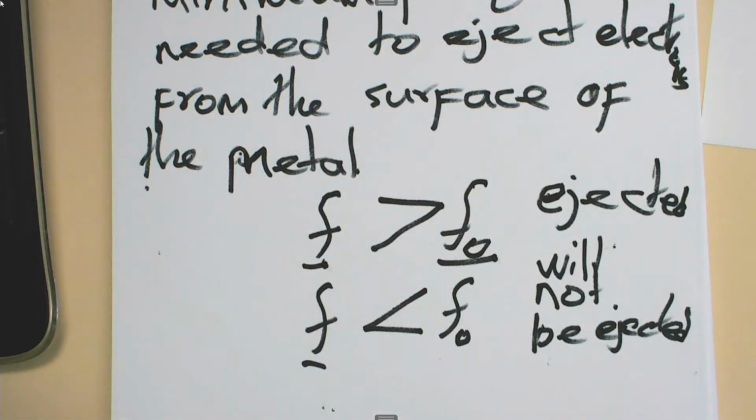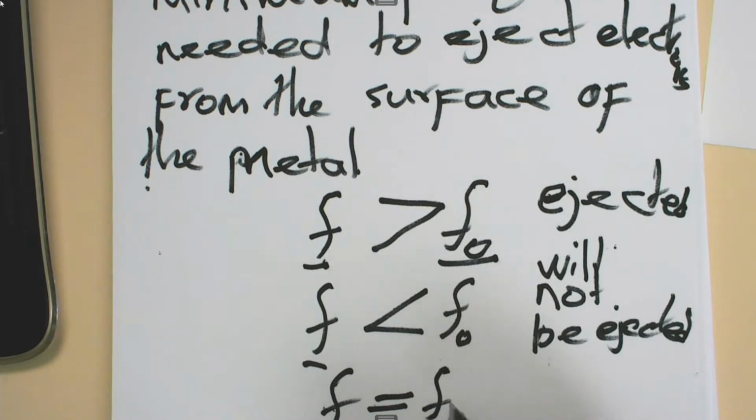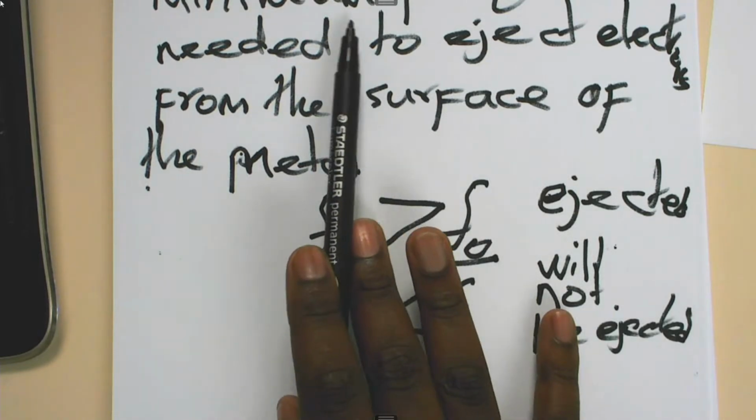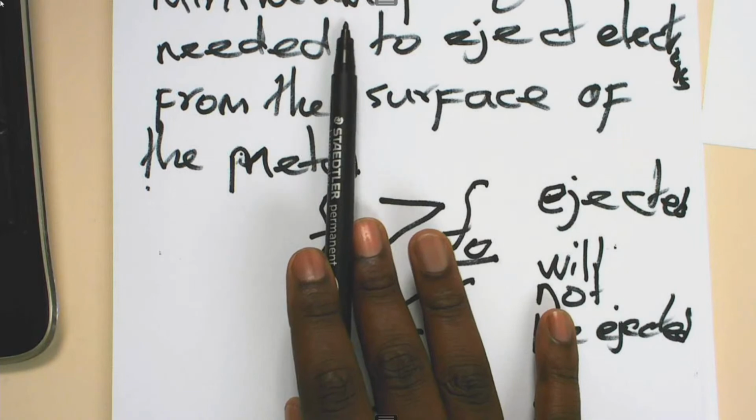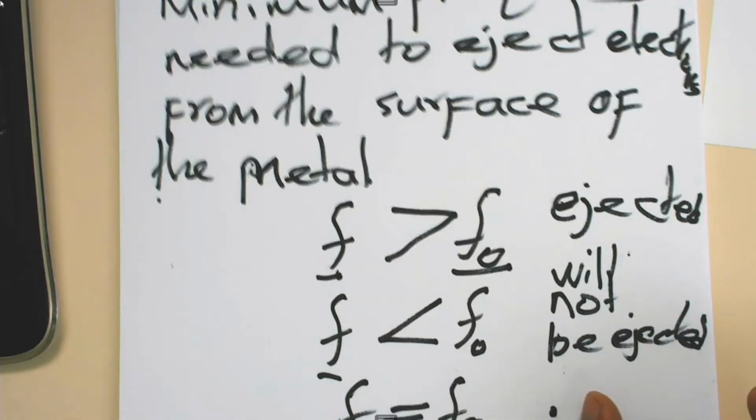But we have some instances whereby the threshold frequency and the frequency of the light are equal. In such cases, electrons will just be released, but they will just have vibration. They will not go anywhere. We'll explain that when we move forward to the photoelectric effect formula. But we needed to understand how electrons are ejected from the surface of the metal. That is very, very important.